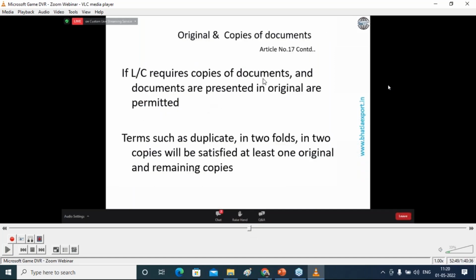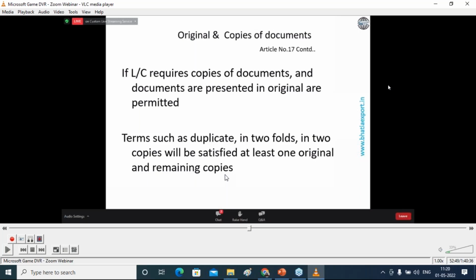If the LC requires copies of documents and documents are presented in original or permitted, terms such as duplicate, in twofold, in two copies will be satisfied, at least one original and remaining copies. Many times, suppose a BL is there, you have to very clearly write that the BL has to be submitted in 3 originals.